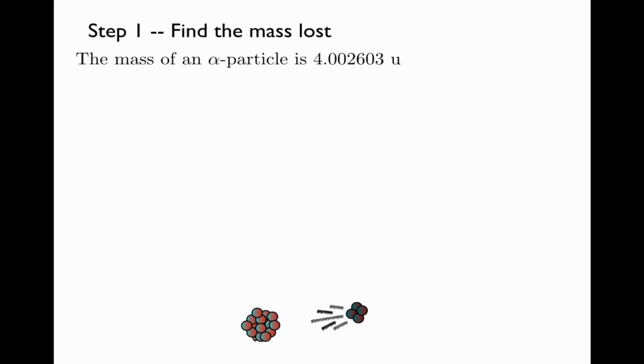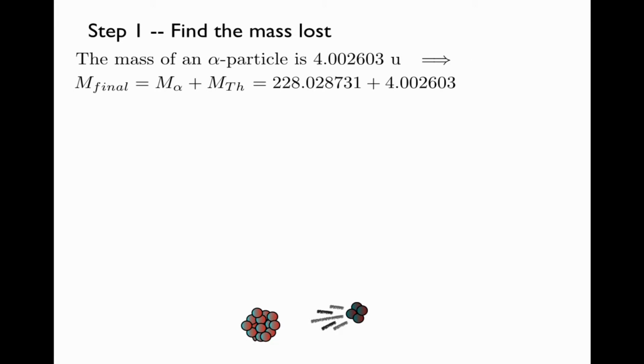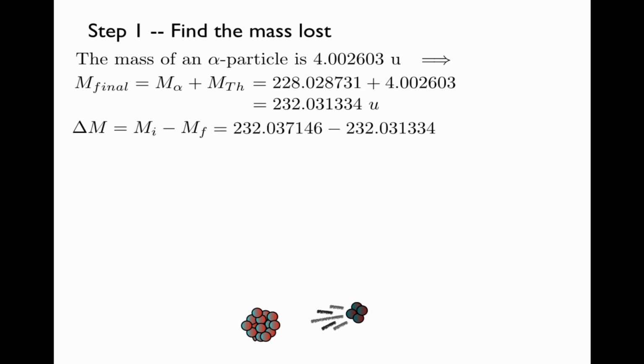We have the mass of an alpha particle in atomic mass units. And because after the decay there's just a thorium atom and an alpha particle, it means that the final mass after the decay is the sum of these masses and has this value. Now the mass lost is equal to the initial mass of the uranium atom minus the final mass, which consists of the alpha particle and the thorium atom, and has this value in atomic mass units.